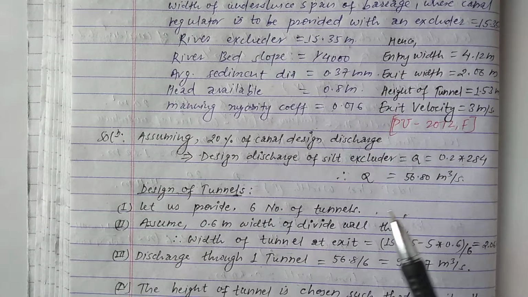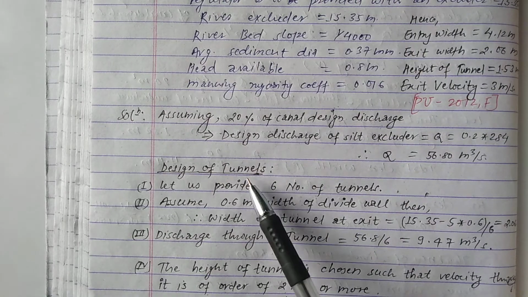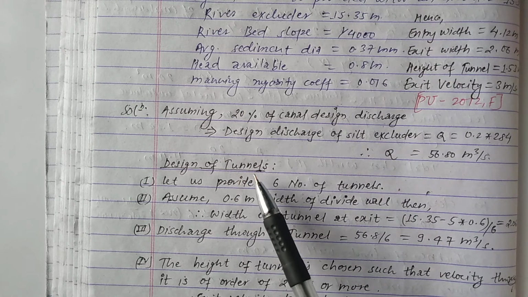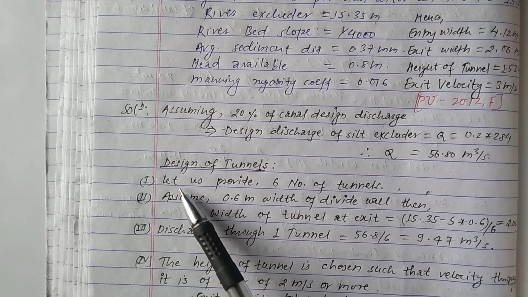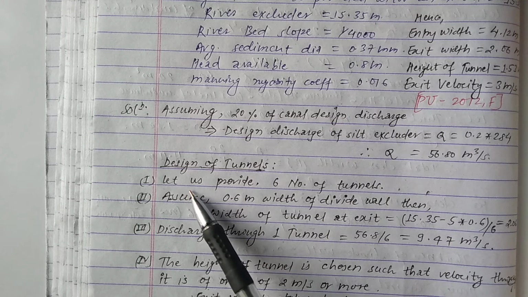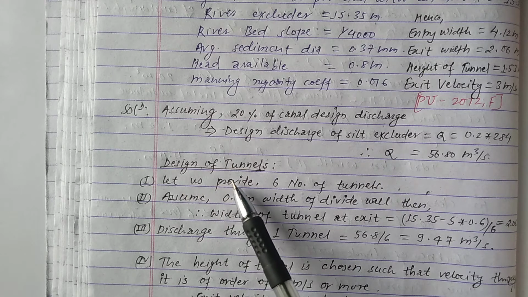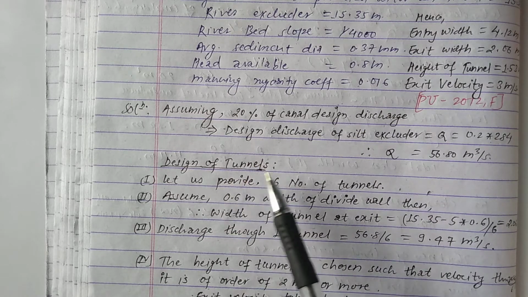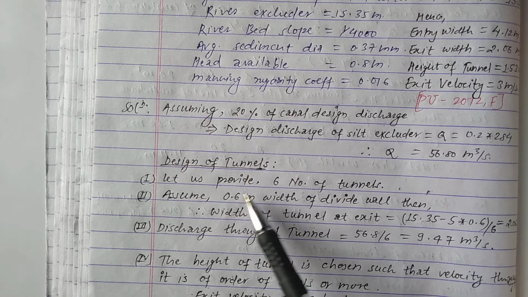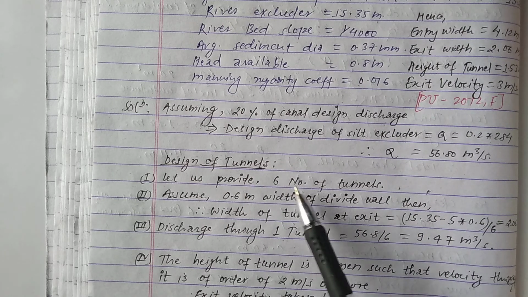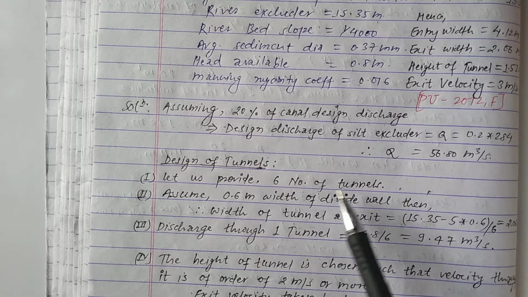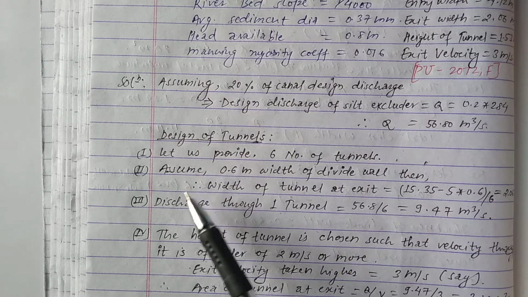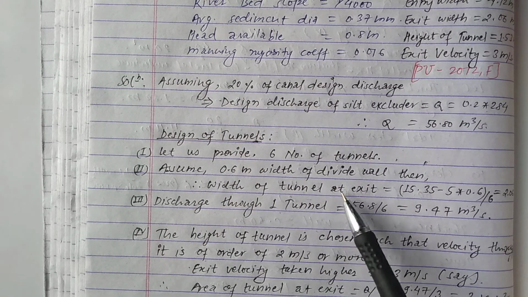Okay, now we have to design a tunnel. For the silt excluder, we have to design a tunnel. In the very first step, we have to assume the number of tunnels that we are going to provide for the sediment excluder. So let us assume in this numerical we are going to provide a number of tunnels equal to 6. Okay, so let us provide 6 tunnels, and in the second step we have to calculate the width of the tunnel, the width of the tunnel at the exit.